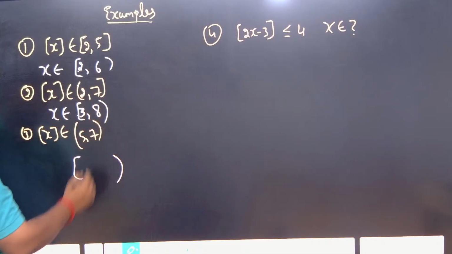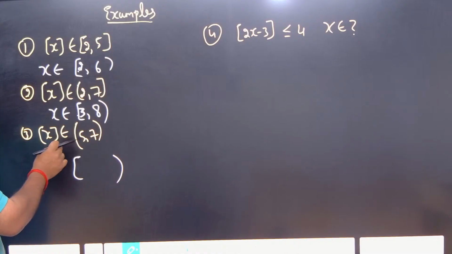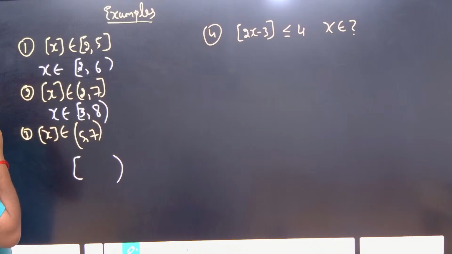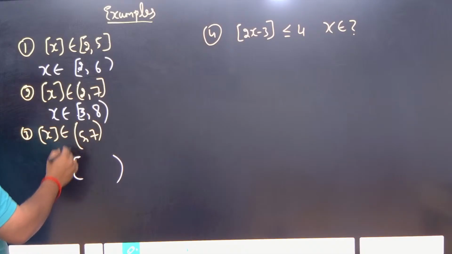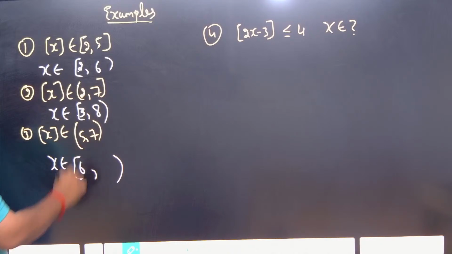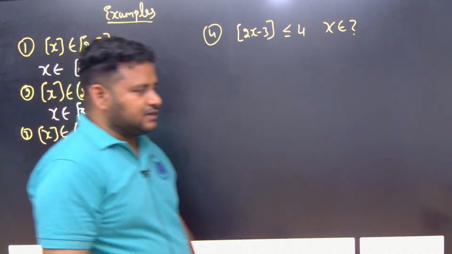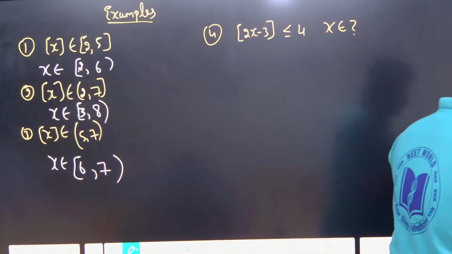Now observe carefully. Step of x belongs to what is it? Open 5 comma 7 is given. That means 5 I should make closed, which means it will become 6. 7 is already open, and I want open only, so directly 6 comma 7. Clear? It will become 6 comma 7.